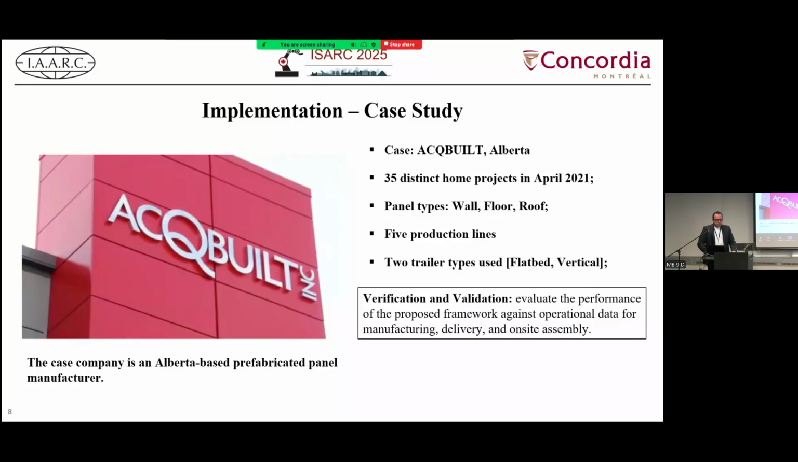So we had a case study with Aquabuilt. It's a home manufacturer based in Alberta, Canada. Here we have the supply chain in this month, April 2021. We need to produce and deliver 35 homes. We have 5 production lines in the factory, and we're using 2 types of trailers depending on the type of panels required to be delivered.